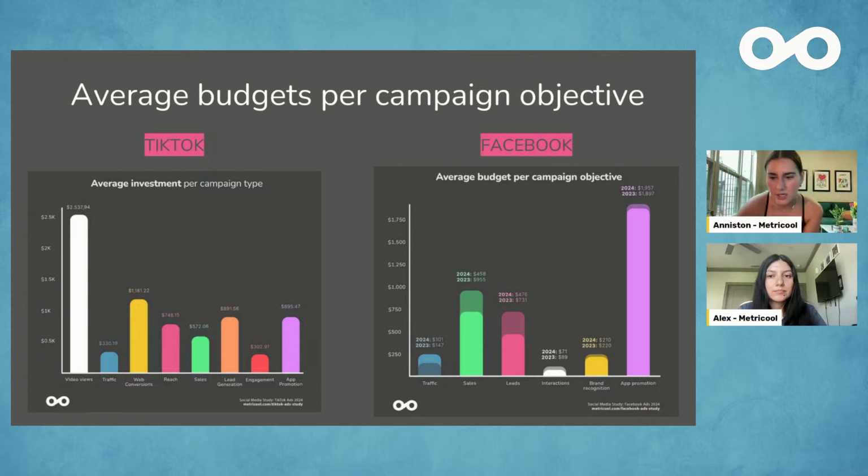Actually, I think TikTok is a lot more expensive. However, maybe in terms of sample size too, way more Meta ads are being run than TikTok ads are. So that's also something to take into consideration. Depending on where your audience is, you may want to spend more money on TikTok or more money on Facebook or Meta.